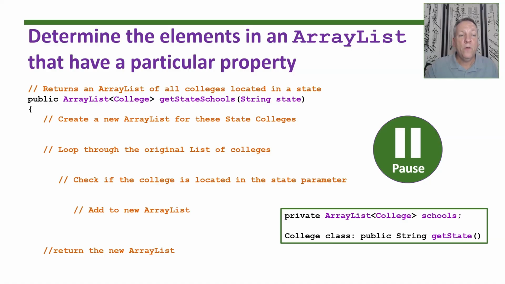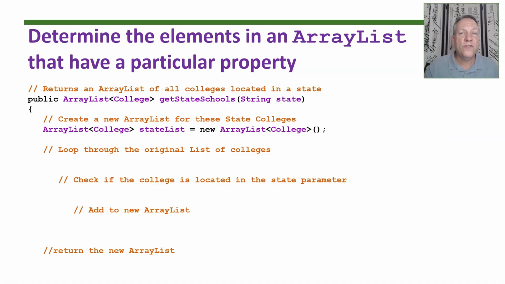All right, here we go. So first thing I'm going to do is create this new array list. I called it stateList because it's a list of colleges within a particular state. It's an array list of colleges. Notice we also have to construct it: equals new ArrayList of College. So now we have an empty array list ready to add schools to.